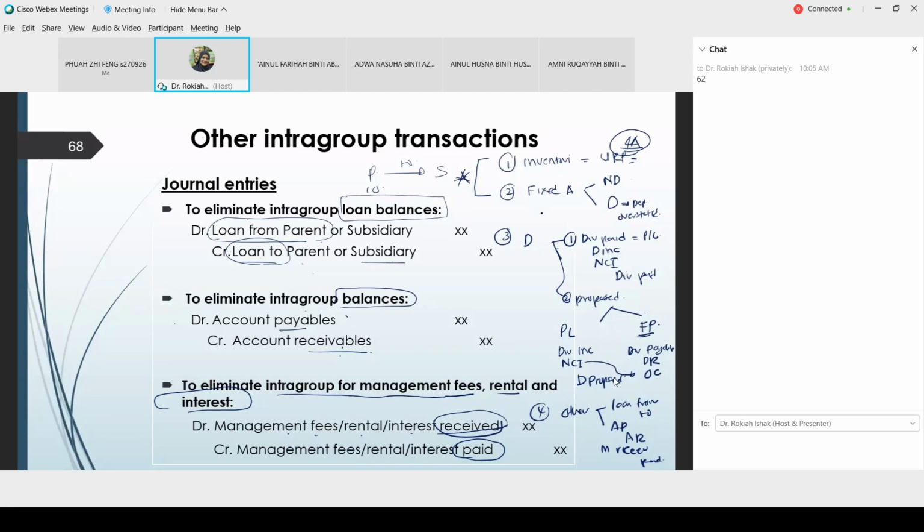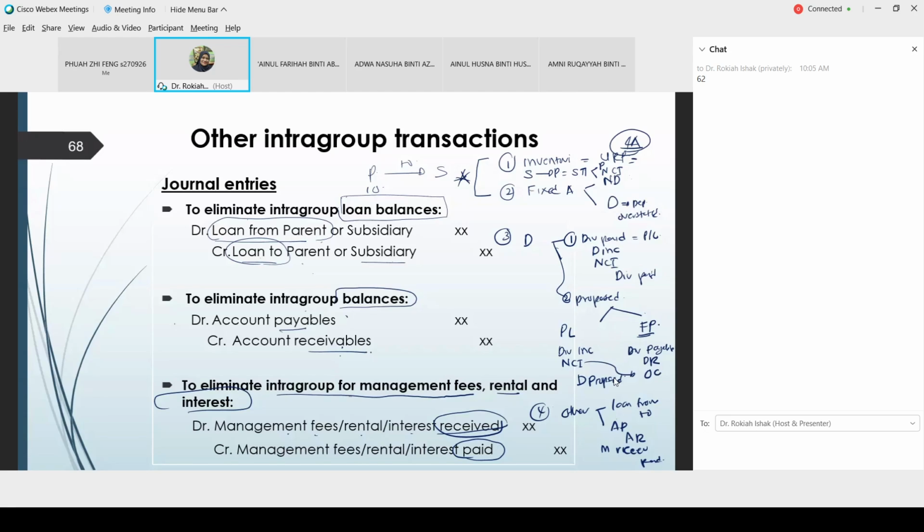Things that you need to be careful of here are upstream sales. Upstream sales means that the subsidiary sells to the parent, so the subsidiary is going to recognize a profit. This profit will affect both the parent and the NCI. Make sure that you know the formula to calculate the allocation to the NCI when you have the URP carried forward and the URP brought forward.